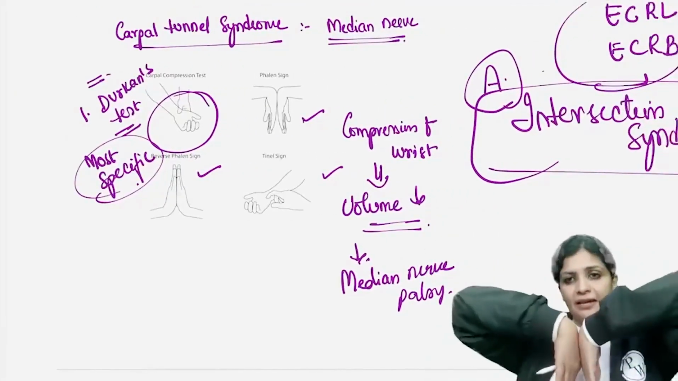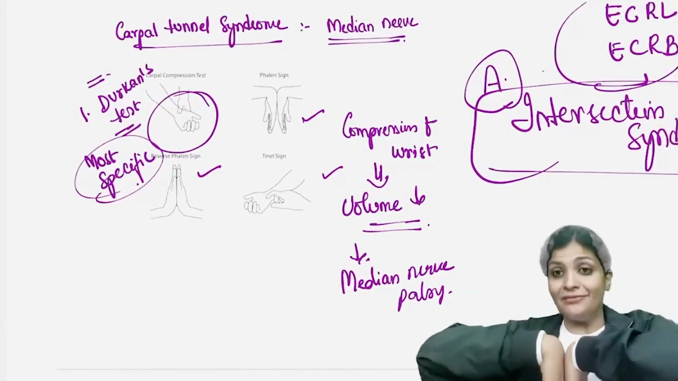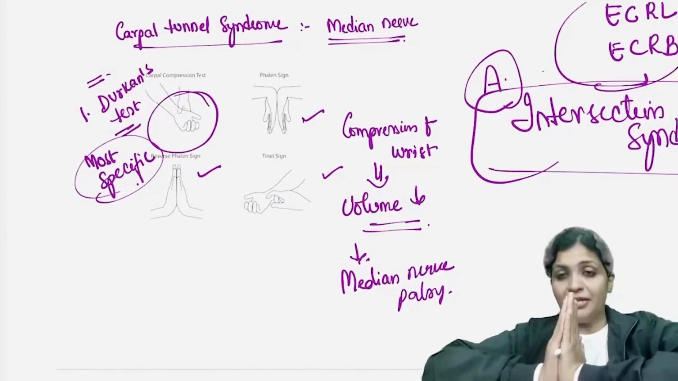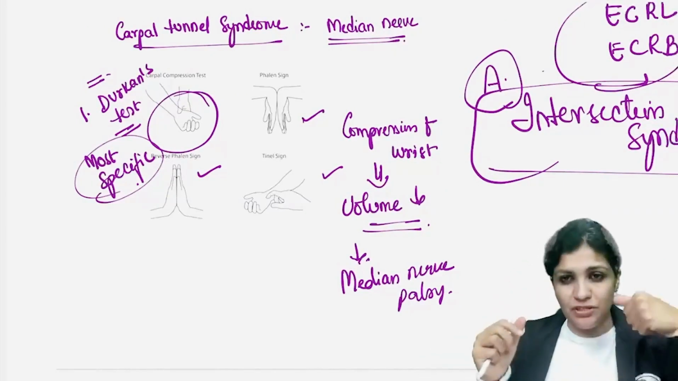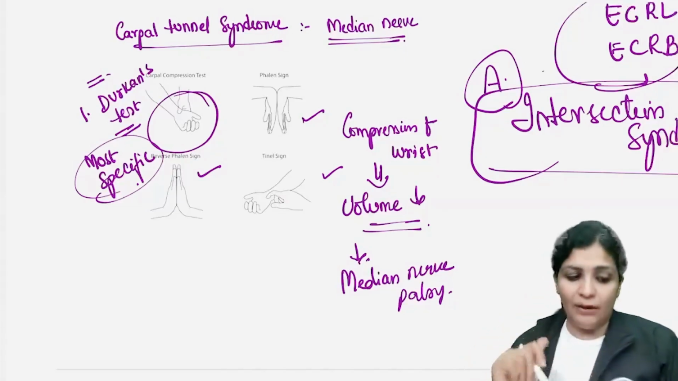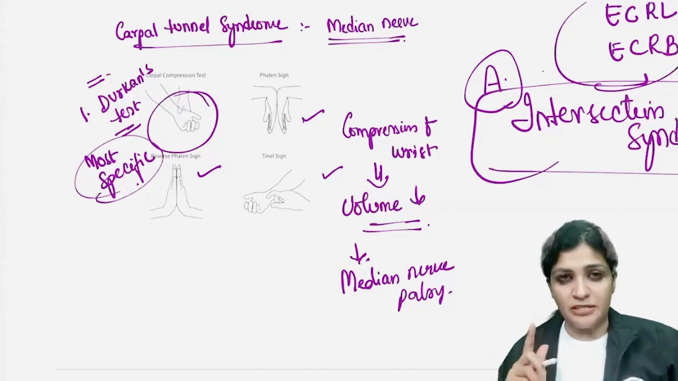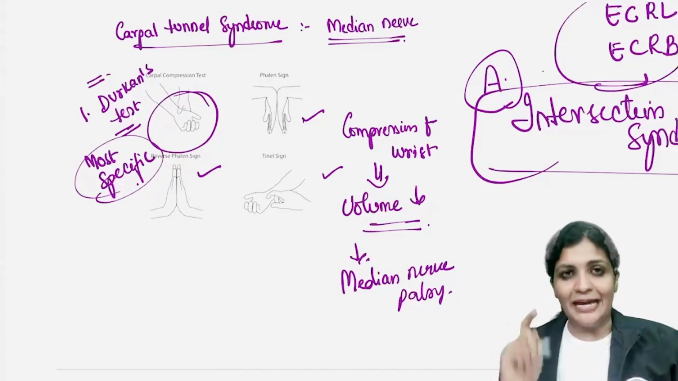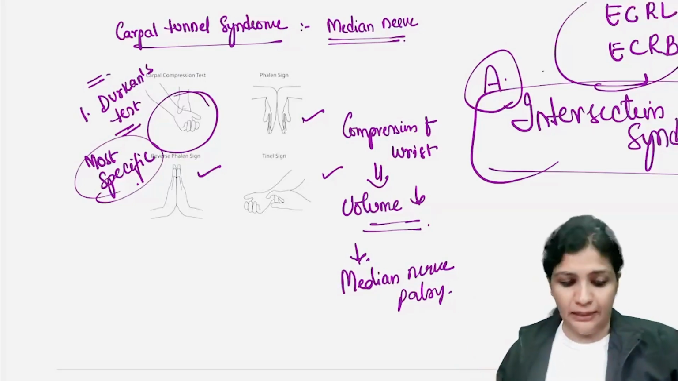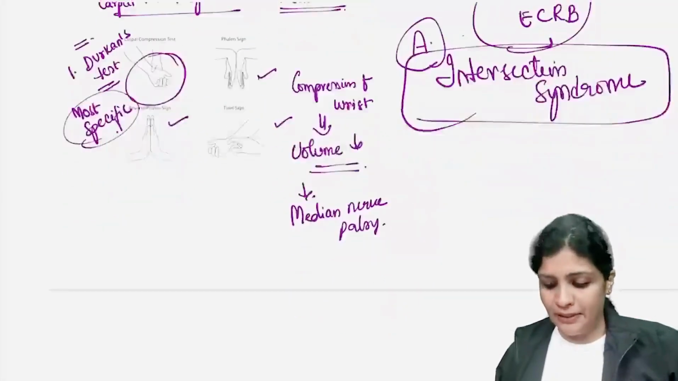So this is the Phalen sign, where the wrist is in flexion, and in the reverse Phalen sign, you put the wrist in extension like this. Whenever there is this wrist flexion occurring, there will be compression of the median nerve, right? And what is the most specific one? The specific one is the Durkan's test, that is the direct carpal compression test. So you directly compress on the carpal tunnel, right? So this is about carpal tunnel syndrome.